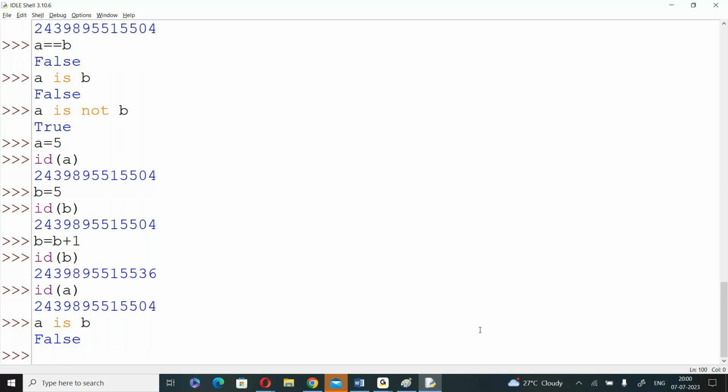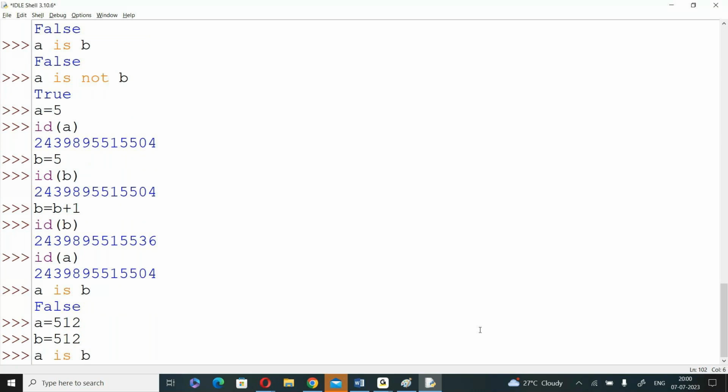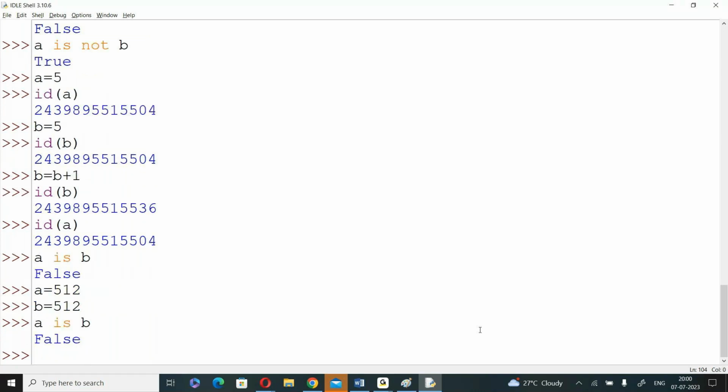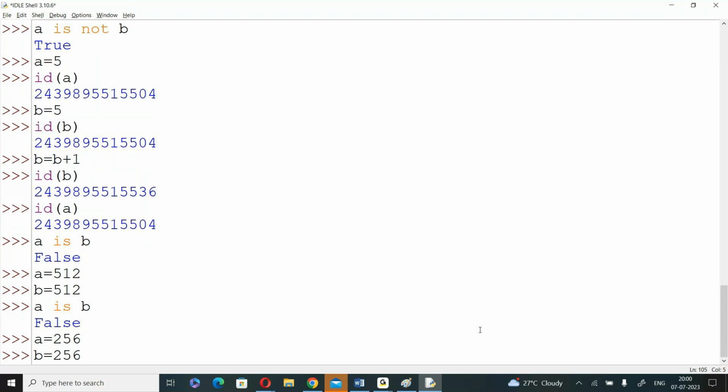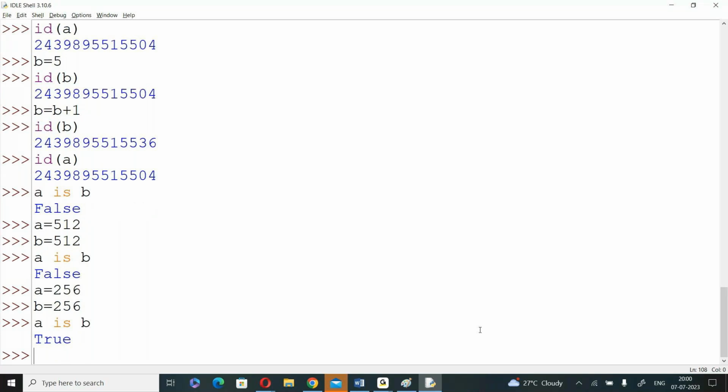But final point, remember, suppose a is equal to 512, b is equal to 512, a is b. The answer is False. Here a value is 512, b value is also 512. Both you are getting 512. Both have the same value, which should mean the same address, but the answer is False. Now a is equal to 256, I will show you. b is equal to 256, a is b. Now observe, the answer is True.